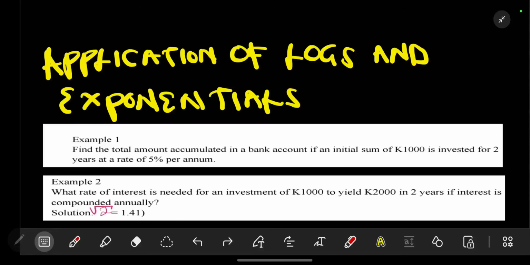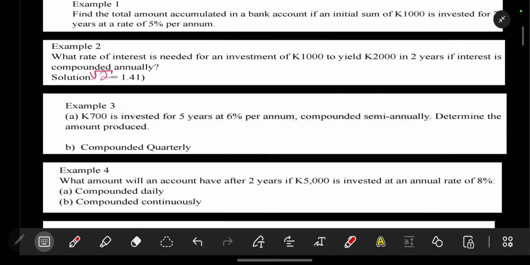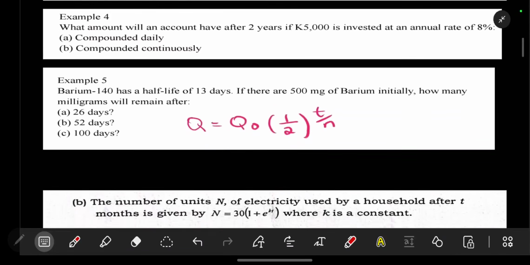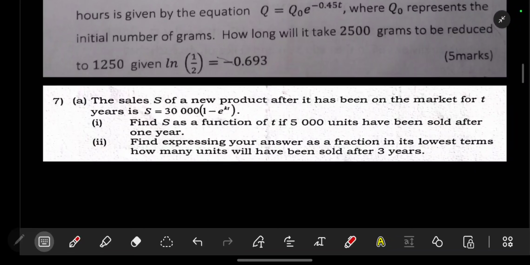So here today we are going to be looking at application of logs and exponentials. Under this topic we are going to solve all these problems. These are very likely to come in an exam. So now, what are we talking about?